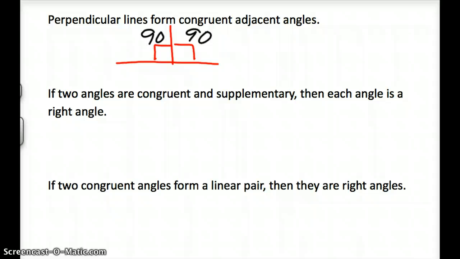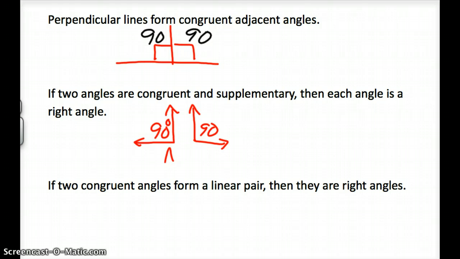If two angles are congruent and supplementary, then each angle is a right angle. If I have two angles that are congruent and supplementary, each one of them would be 90 degrees. There's angle A and angle B, and they'd each have to be 90 degrees, which would then make them right angles.